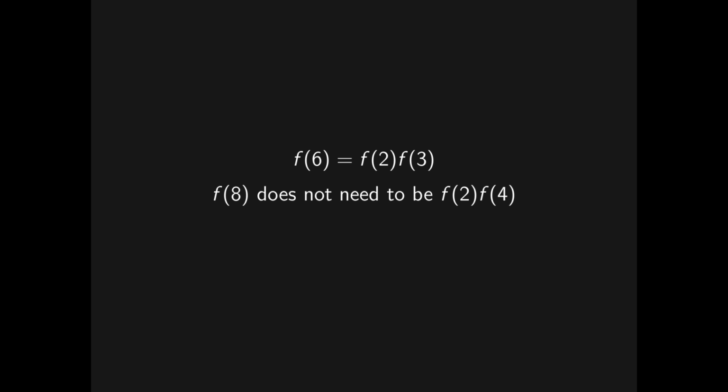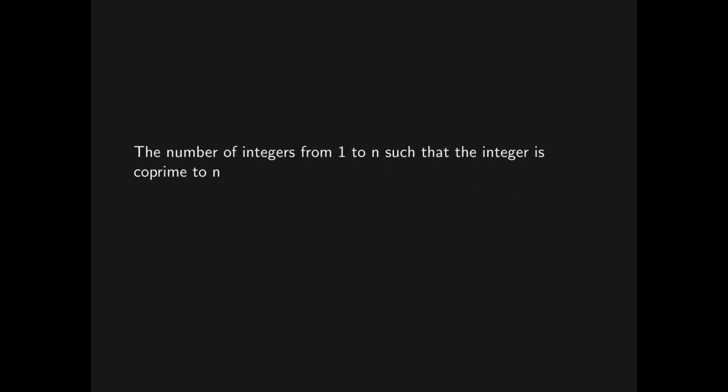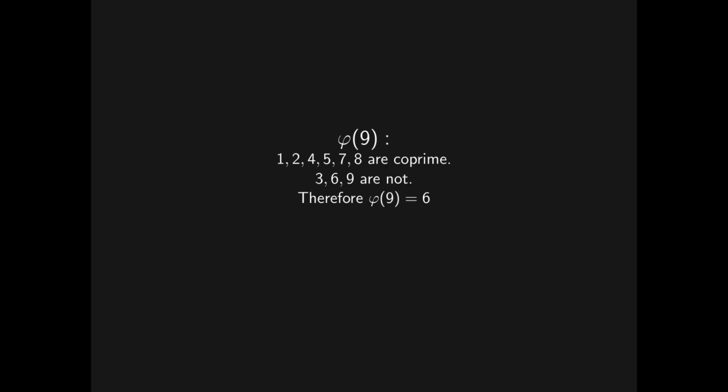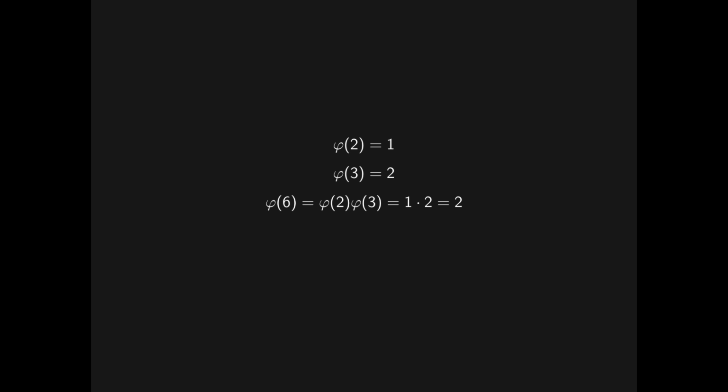The Euler totient function, or phi, is defined as follows. On the input n, it will spit out the number of integers from 1 to n such that the integer is co-prime to n. For instance, phi of 9 is 6 because the 6 numbers 1, 2, 4, 5, 7, 8 share no common factors with 9, while 3, 6 and 9 do. Phi of 6 is 2 because 1 and 5 share no common factors with 6, but 2, 3, 4 and 6 do. Phi of 2 is 1 and phi of 3 is 2. Note that phi of 6 is equal to phi of 2 times phi of 3, which we would expect from a multiplicative function. It is not immediately obvious that it is multiplicative. This is something we need to prove. We won't do this in this video because it can get quite complicated.